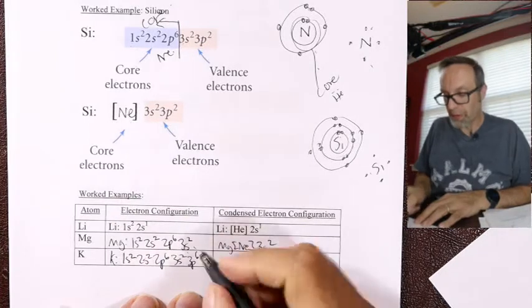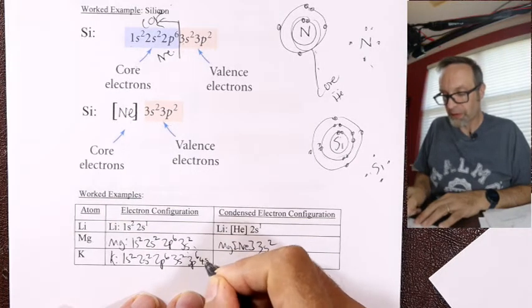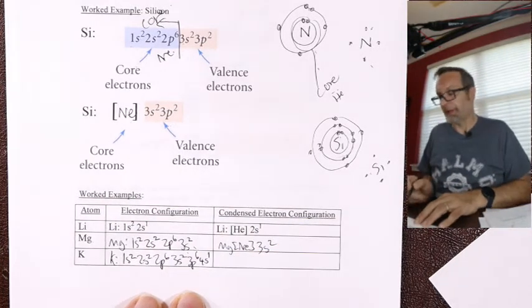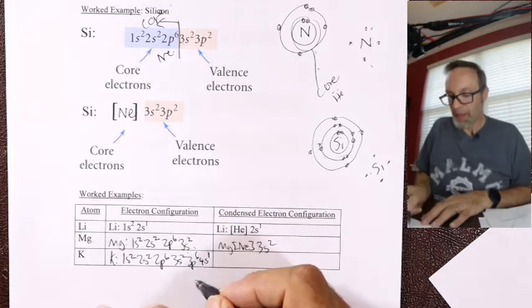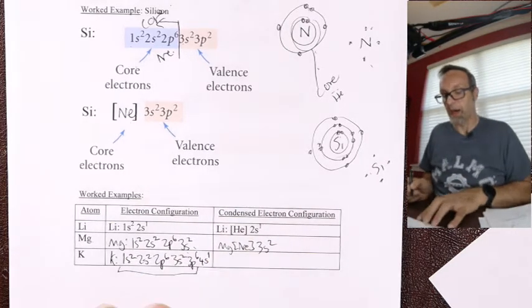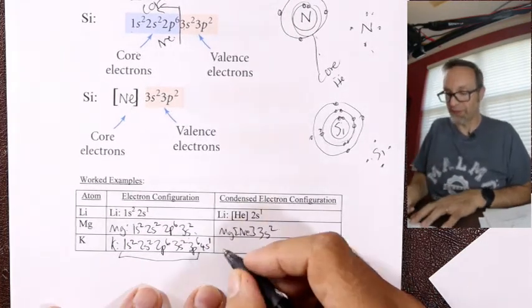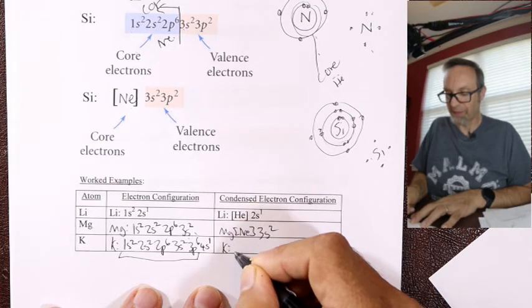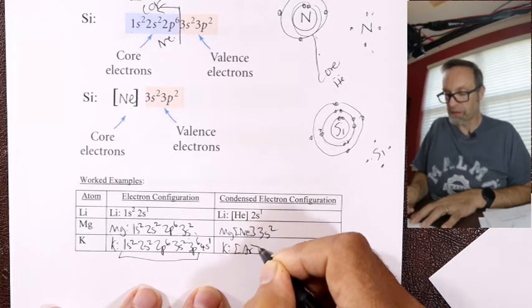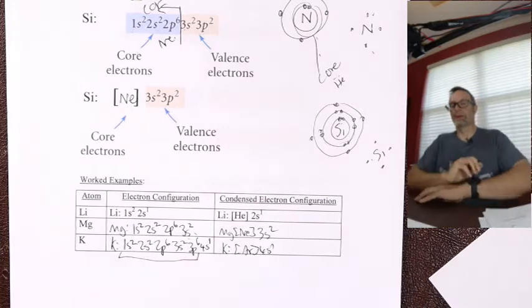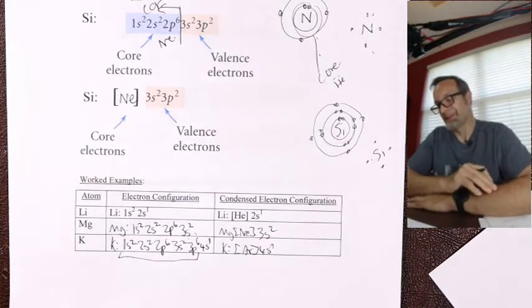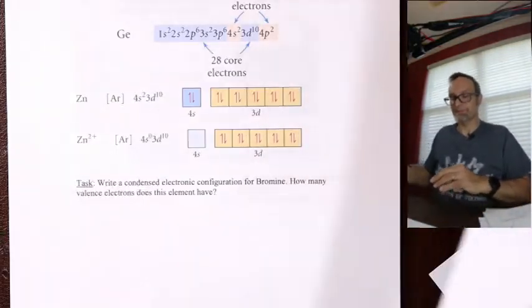And then one more, 4s1, okay, 19, element number 19. That is the argon core, 3 full layers, right? So it's potassium, argon core, 4s1. Awesome, all right.